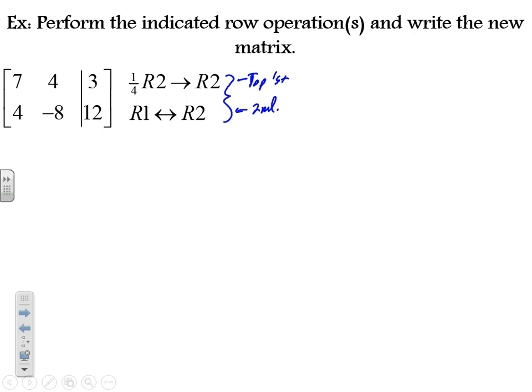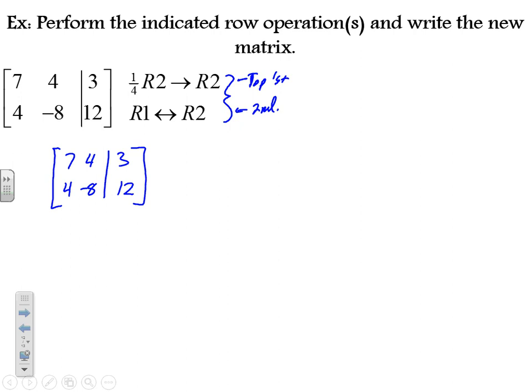We're going to do them in that order. So what we're going to do here, let's take the matrix 7, 4, 3, 4, -8, and 12. We're going to take the augmented matrix, and let's take it one step at a time.